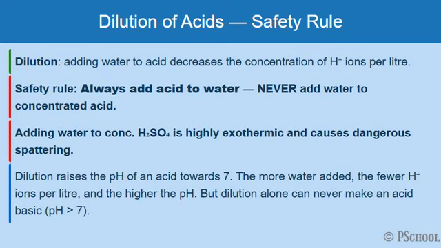Dilution raises the pH of an acid towards 7. The more water added, the fewer H+ ions per liter and the higher the pH. But dilution alone can never make an acid basic, pH greater than 7.